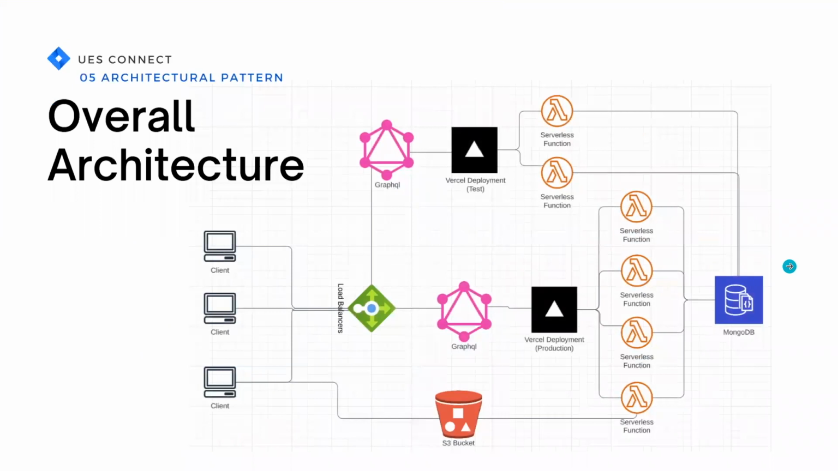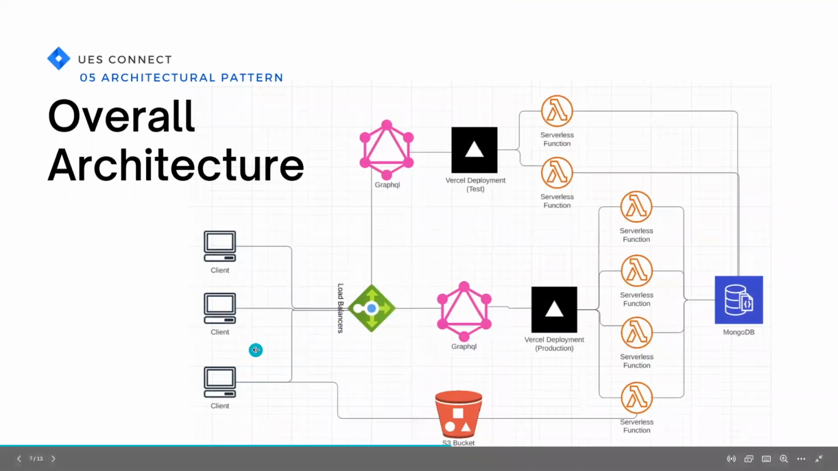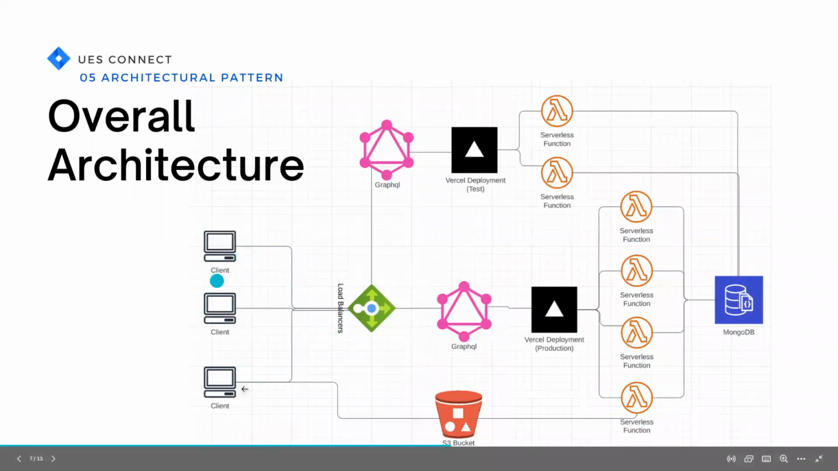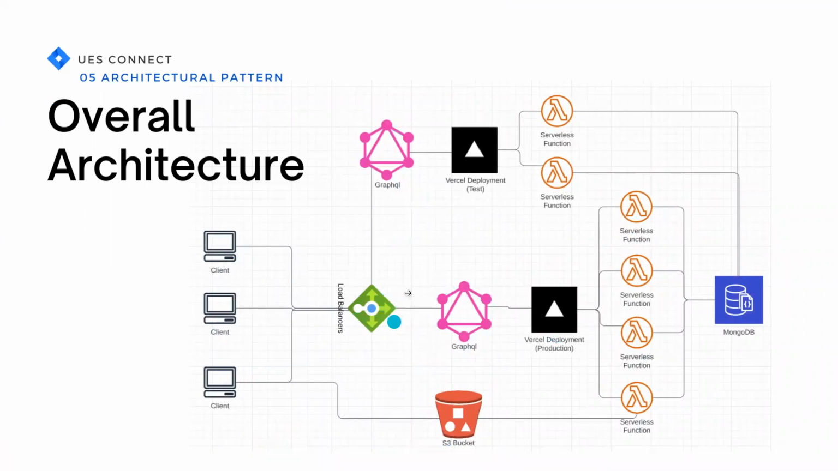Moving on to the overall architecture. So as you can see here, we opted for a very modern architecture as we had kind of a strict budget constraint from the UES. So we had to keep costs as minimized as possible. So the clients obviously will be paying the servers. So we have a load balancer set up to basically split the load between two Vercel deployed servers. Right now we have test and production.